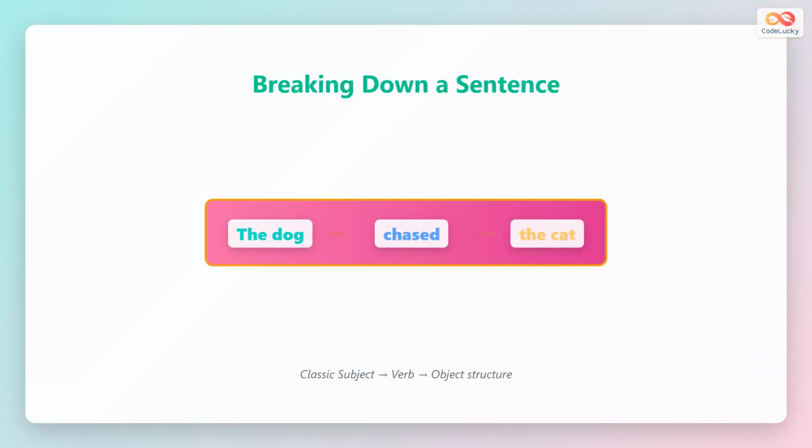Let's break down the dog chased the cat. The dog is the subject because it does the action. Chased is the verb showing the action. The cat is the object receiving the chasing action. Each part has a clear job.